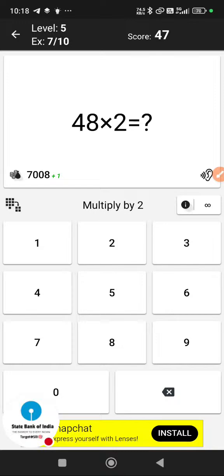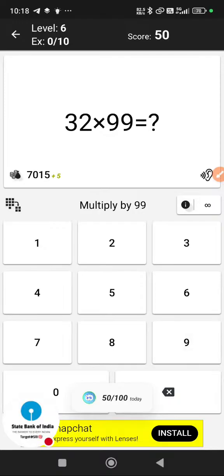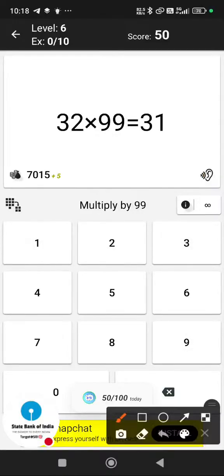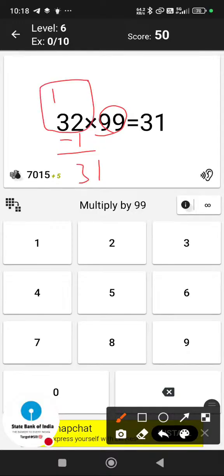48 2 times, which will be 96. Next one, 31 into 9 times. 279. 2 to 81. 9. 31. If we see any two-digit number multiplying with 99, we subtract 1 from this one, we get 31, and subtract 32 from 100, we get the value which is 68. So the answer will be 3168.